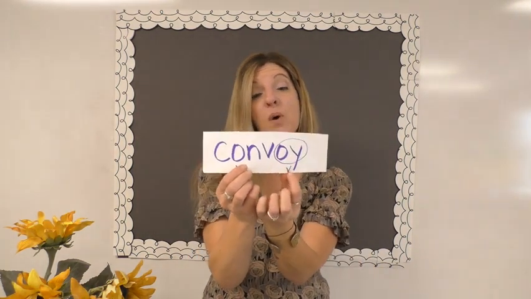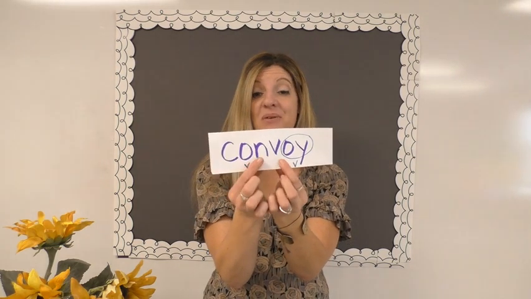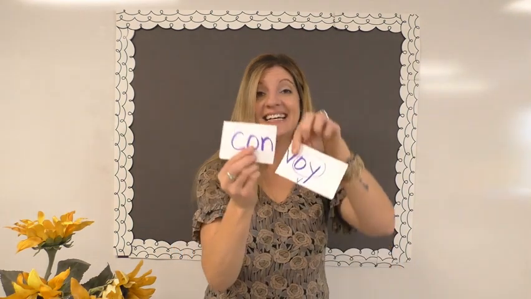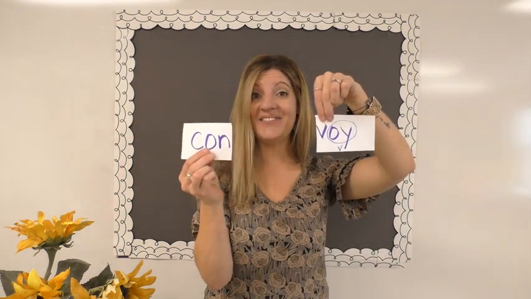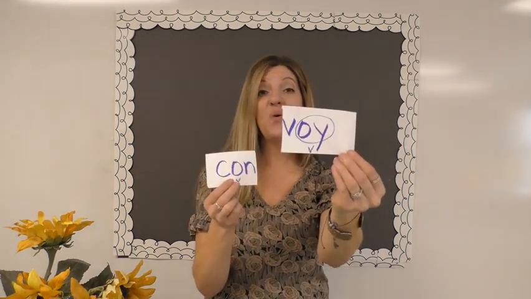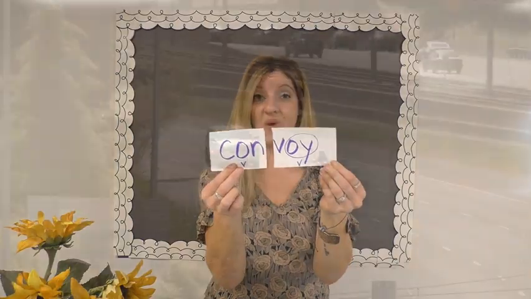Step number 1, find your vowels. And notice that I circle my OY as one vowel sound. So when I have two consonants between my vowels, they slide and divide. This is convoy, convoy.